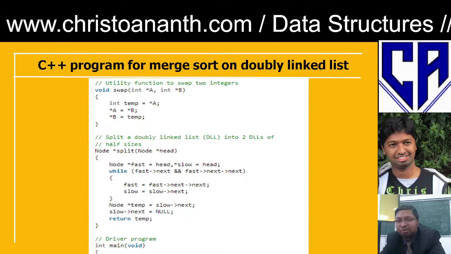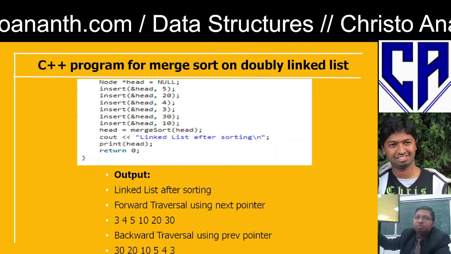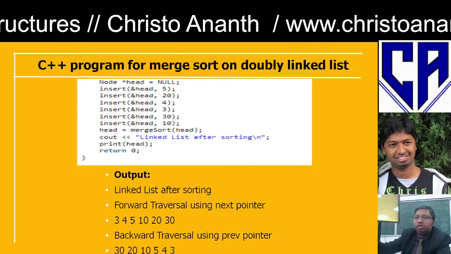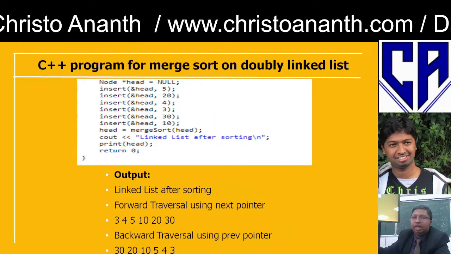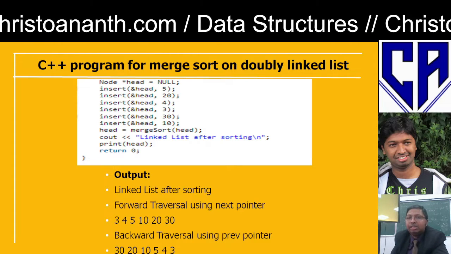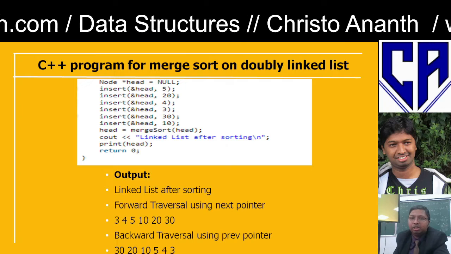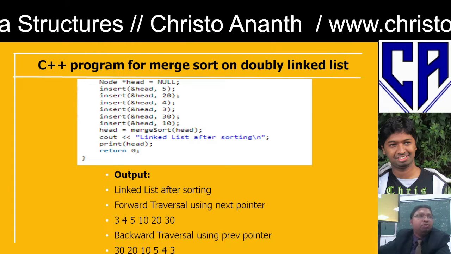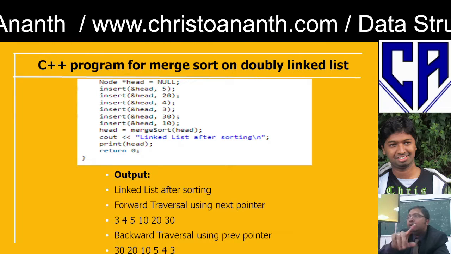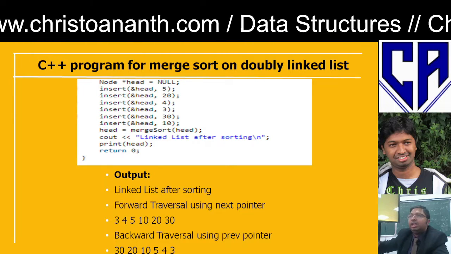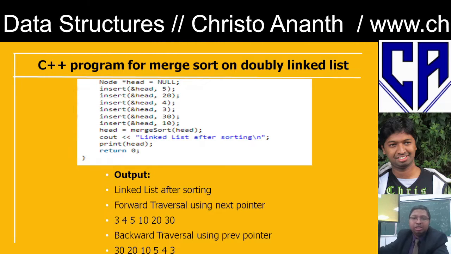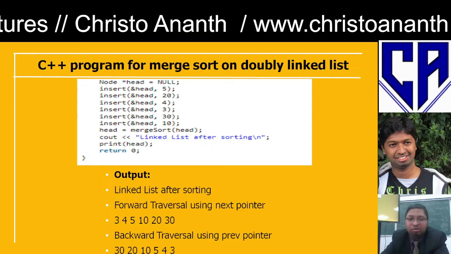Finally, you have a driver program, int main of void. Then you have node head equal to null, then you insert 5, 4, 20, 3, 30 and 10, and finally you will have head is equal to merge sort of head, and you print the linked list after sorting. Okay, so you print the head and return 0. So in the output, you can see the linked list after sorting: for the forward traversal you will have the ascending order 3 4 5 10 20 30, but in the backward traversal you will have the reverse order 30 20 10 5 4 3.